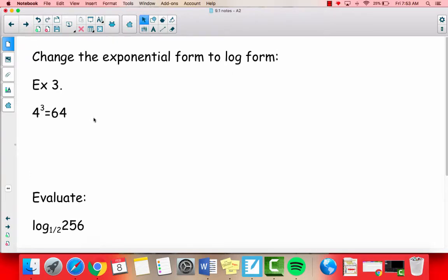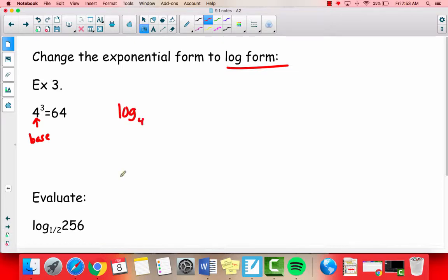Here's an example where I give you a form and you have to switch it back and forth. So in example 3, it says 4 to the third equals 64, and I want you to change it to log form. And to do this, you have to know which parts go where. So remember, we start with our base. The base is 4, so we're going to have log with a base of 4, so a little 4 there. Remember, the exponent is what it's equal to, so we're going to make it equal to 3, and that means the 64 goes here with the log. So exponent is always after the equal sign. And you're done. So that goes from exponential form to log form.